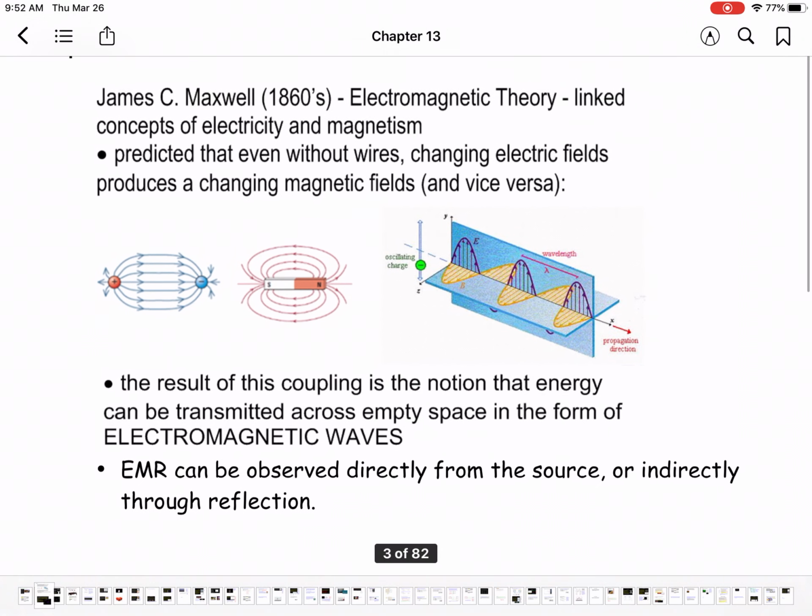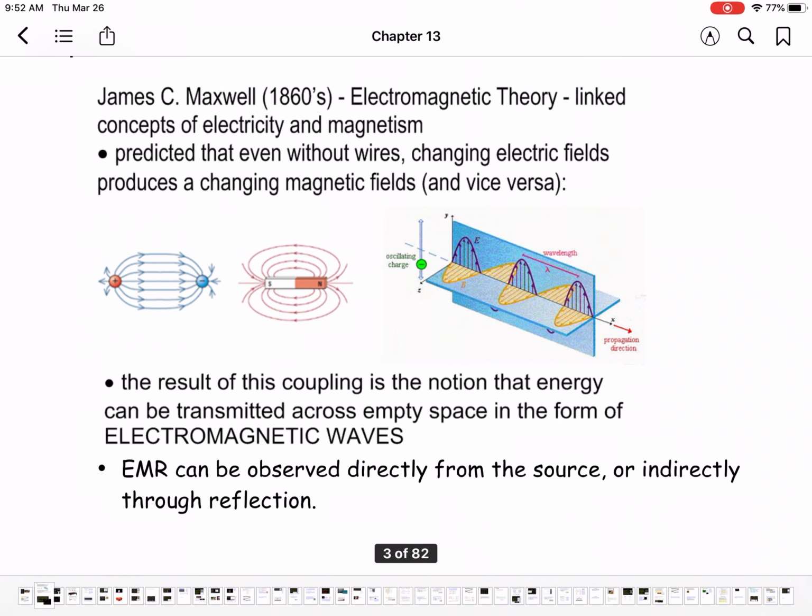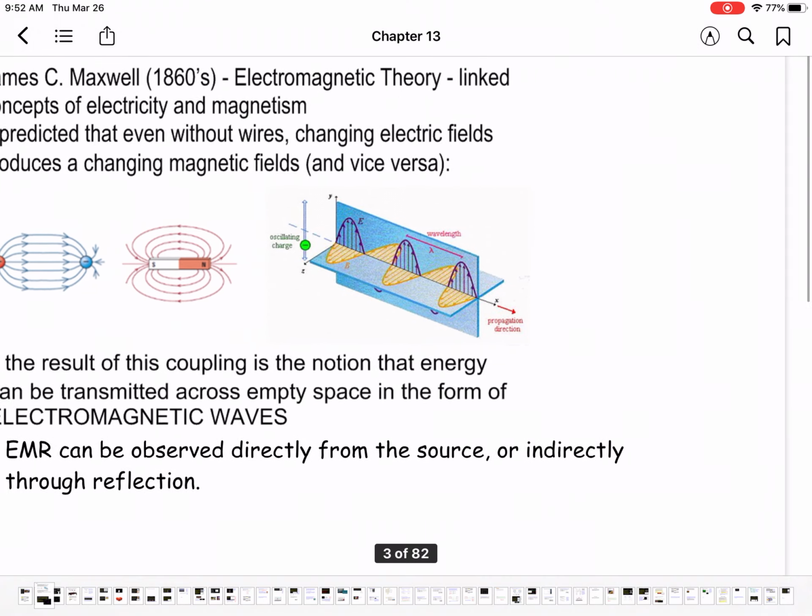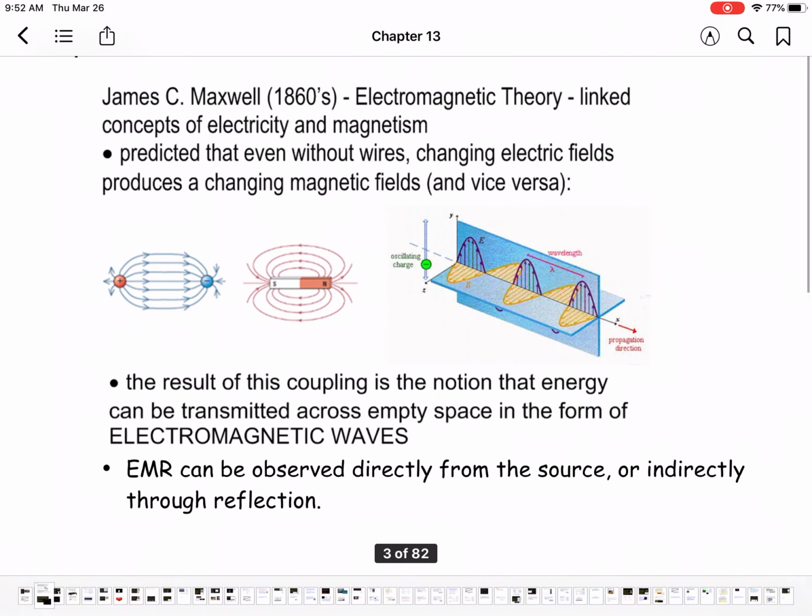James Maxwell, in the 1860s, basically said that electromagnetic theory linked the concepts of electricity and magnetism and predicted that even without wires, changing electric fields would produce a changing magnetic field and vice versa. And so what he came up with was the idea of electromagnetic waves. It's complex, but it looks like this.